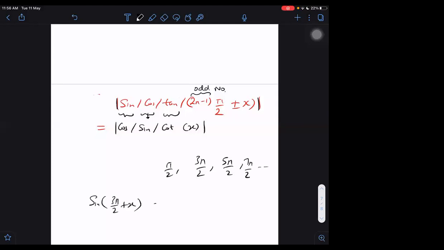3 pi by 2 plus x, what will it be? It will not be sin x, sorry. Cos x, sir. Plus or minus? Minus cos x. It is the fourth quadrant. For the fourth quadrant, we should write it as minus, because sin theta is negative in the fourth quadrant.